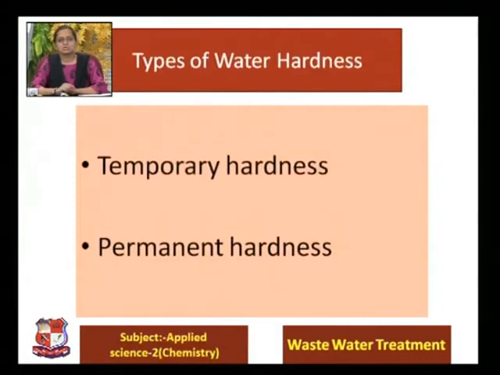Now let us see the types of water hardness. There are basically two types: temporary hardness and permanent hardness. Why these names? The name temporary hardness itself suggests that this hardness can be removed, but the name permanent hardness suggests that it is very difficult to remove.